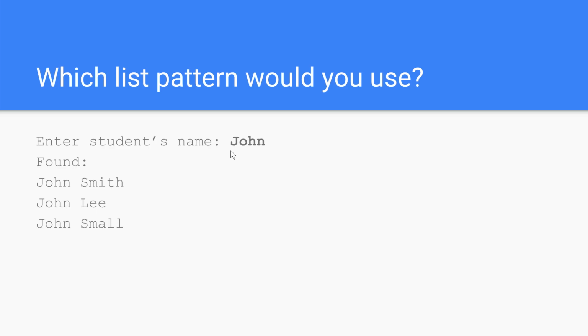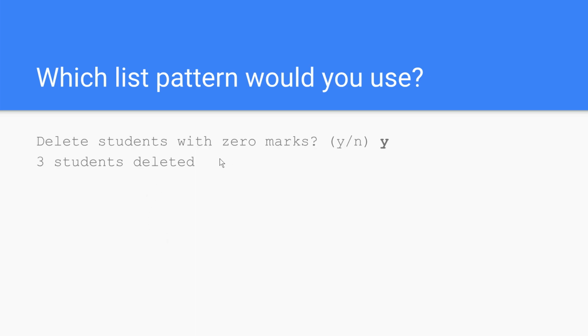Here though, we're entering in a name and then we're showing all the students with that name. So this would be the find all matches pattern. And here we're deleting multiple students that have 0 marks. So this is the delete all matches pattern.